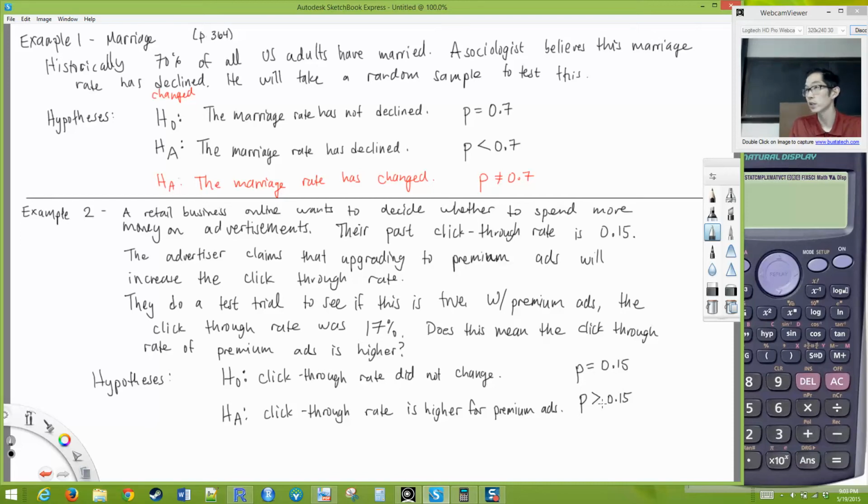Okay? So what is 17%? What role does this play in our problem? 17%, this is our sample proportion. It is our data, our sample proportion.